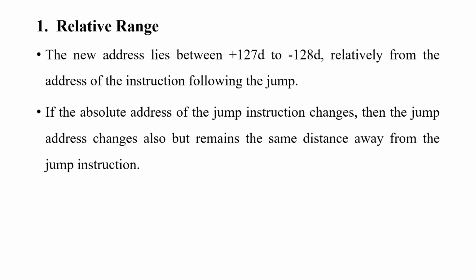What is relative range? Here, the new address lies between plus 127D and minus 128D relative to the address of the instruction following the jump. If the absolute address of the jump instruction changes, then the jump address changes also, but remains the same distance away from the jump instruction. Here, you should understand that the range of the jump is between plus 127D and minus 128D. The jump is only within that range.